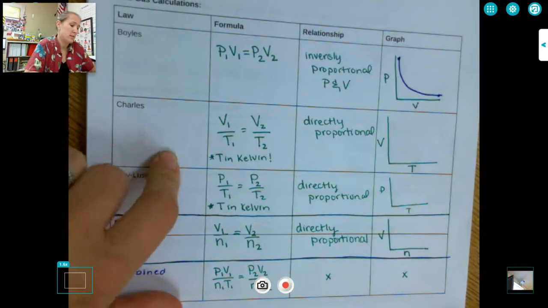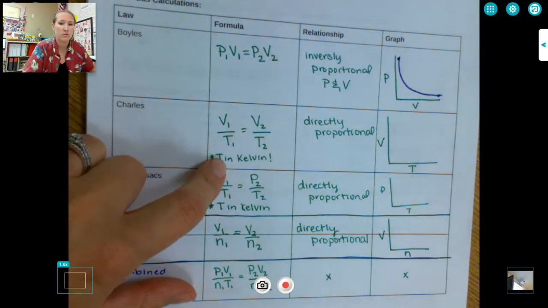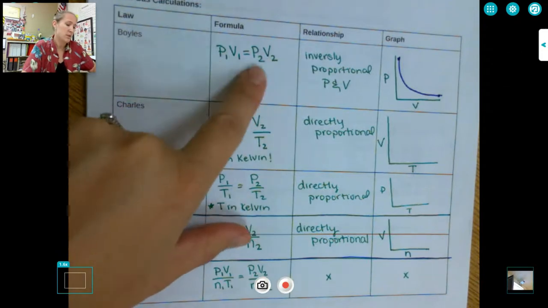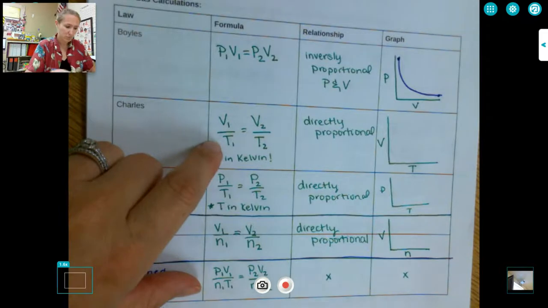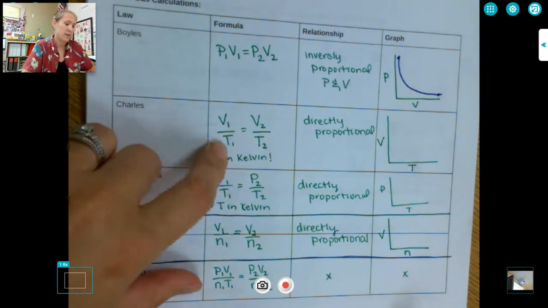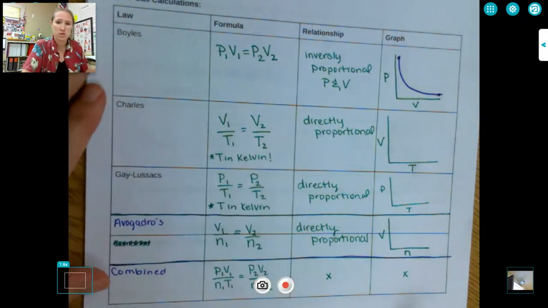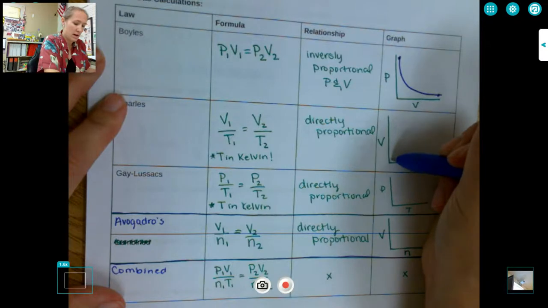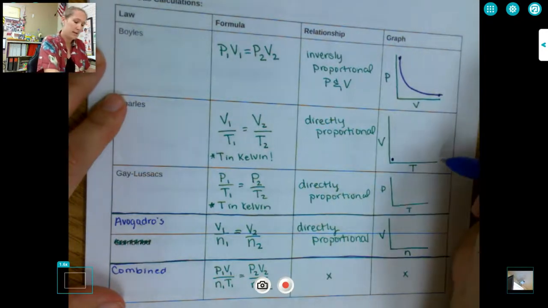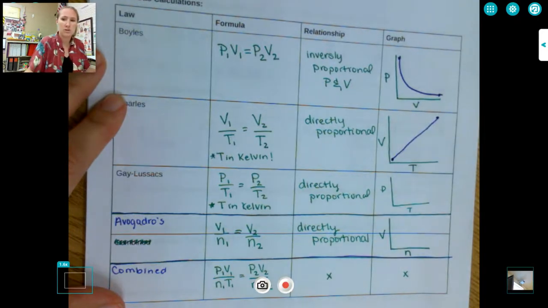Charles' law looks at the relationship between volume and temperature, and again here, temperature has to be in Kelvin. In terms of pressure units up here, they just have to match, and same with volume, so it could be milliliters or liters. Here for Charles' law, when we have V1 over T1 equals V2 over T2, this is directly proportional. That means that at low temperatures, we have low volume. And at high temperatures, we have high volume. So it makes a direct relationship like so.